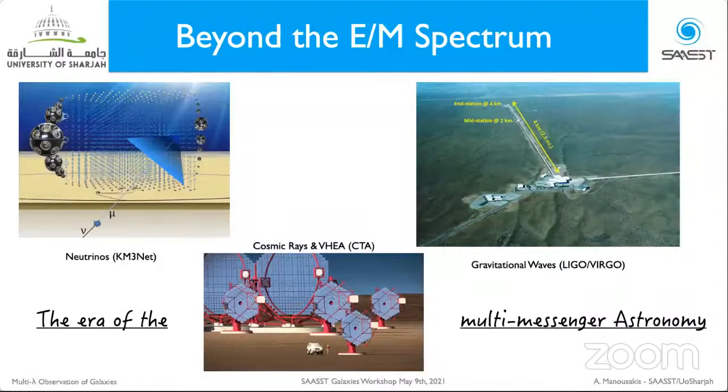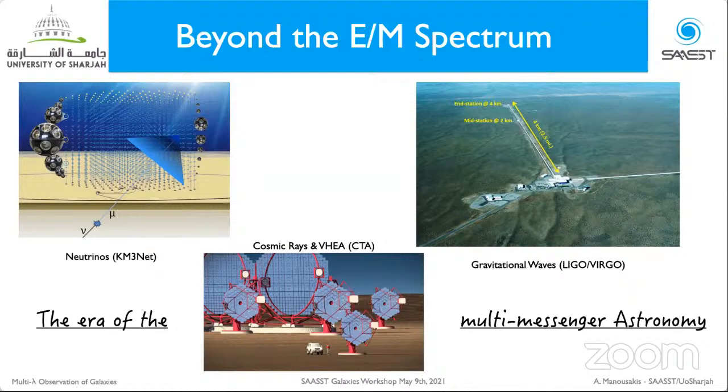But the electromagnetic spectrum was a very important part of astronomy up to very recently. However, with the advancement of modern technology and the efforts of many, many scientists, we start to realize that the light is only the 5% that we can see. 25% is dark matter and 70% is dark energy. So what we see and what we're going to see later on is only the 5% of the universe, which is not enough. So we need to study more.